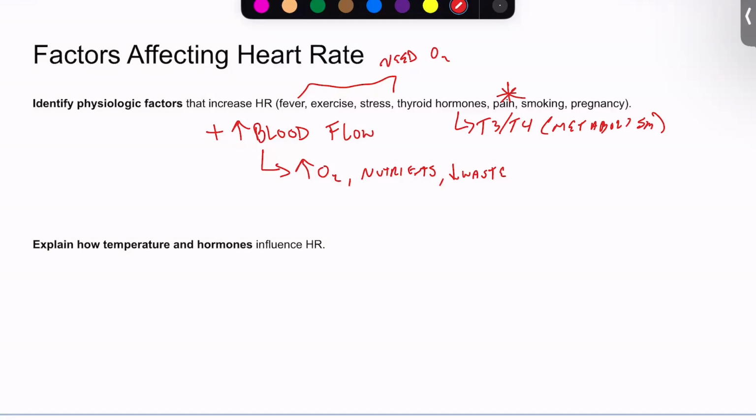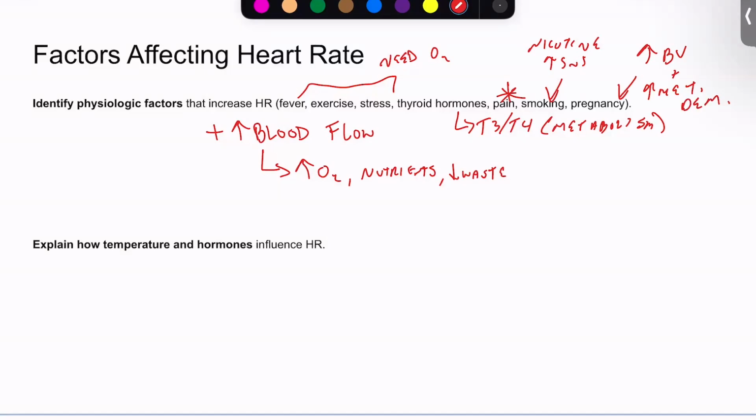And then explain how temperature and hormones can. Oh, and then real quick, smoking does this through nicotine. So nicotine causes sympathetic nervous system stimulation. And then pregnancy, obviously, just because you have increased blood volume, because you're carrying around another human. And then you have increased blood volume plus increased metabolic demand. So all of those reasons are why you'd have increased heart rate.